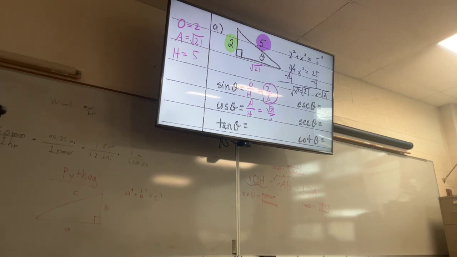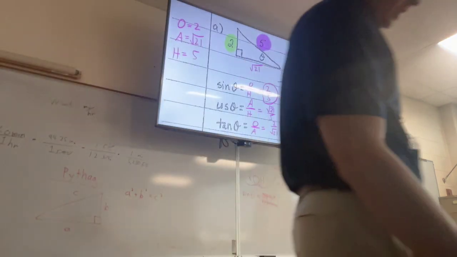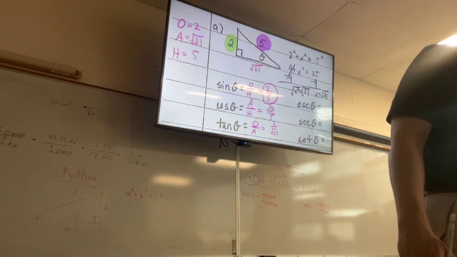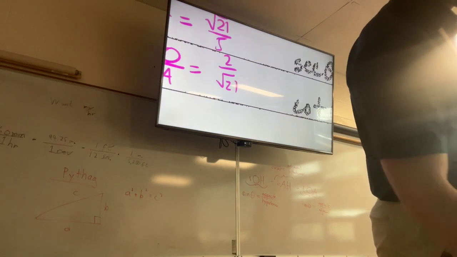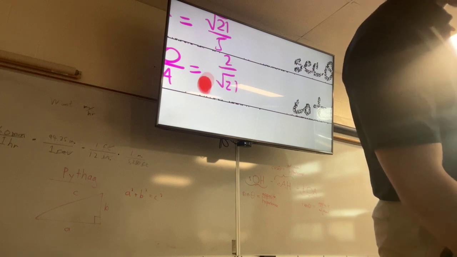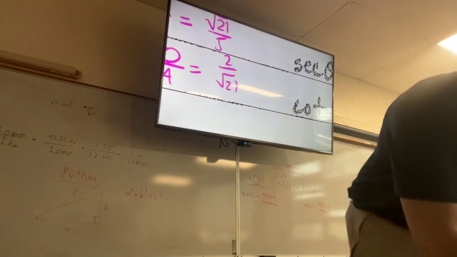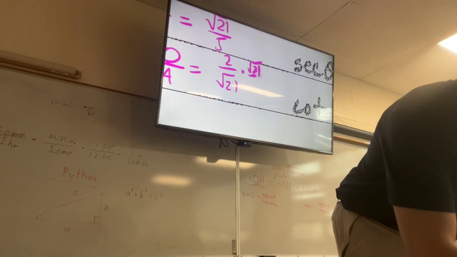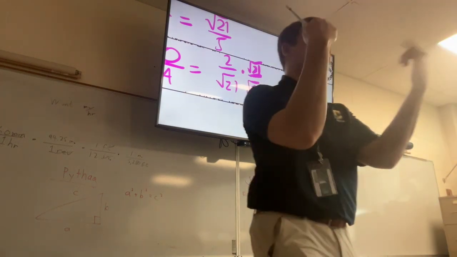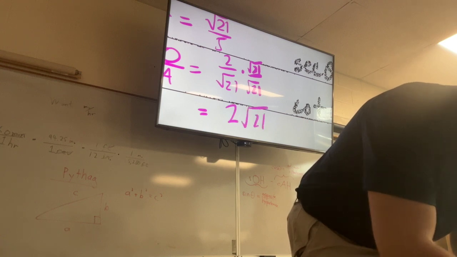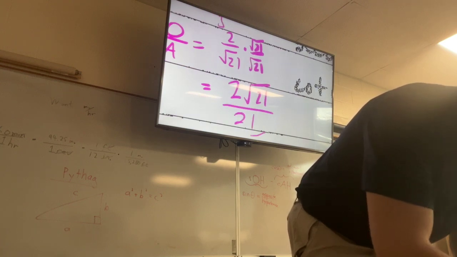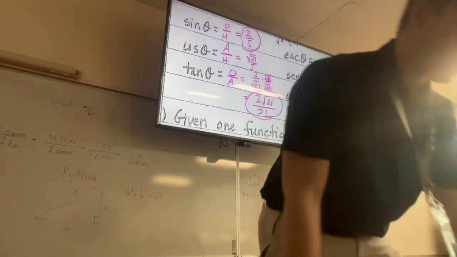SOHCAHTOA. So it's going to be O over A, or 2 over root 21. Do we want you guys simplifying your square roots? Yeah, Miss White wants you to. She does not want you to leave square roots in the bottom of a fraction. How do I get rid of a square root in the bottom of a fraction? I multiply by root 21 over root 21. So I multiply the top and bottom by that same square root. So 2 root 21 over 21. So that's the tangent, okay?